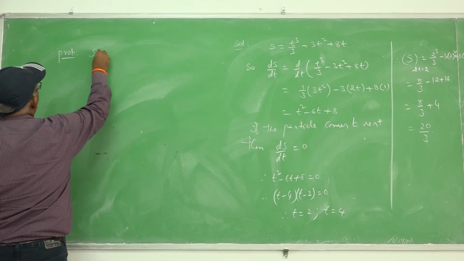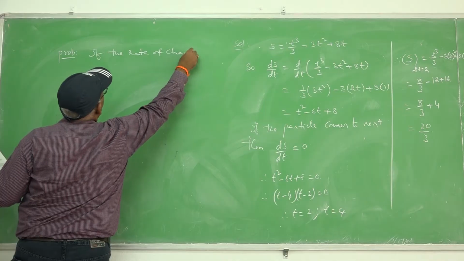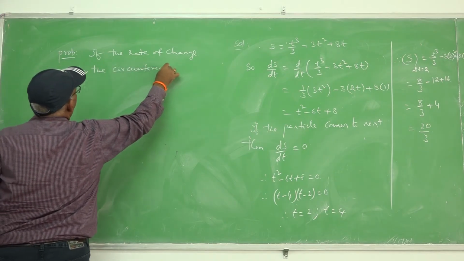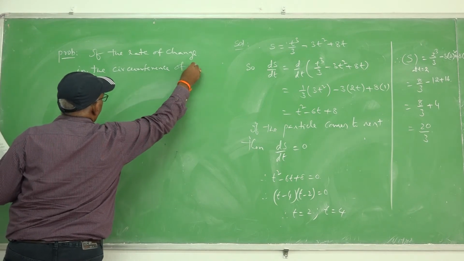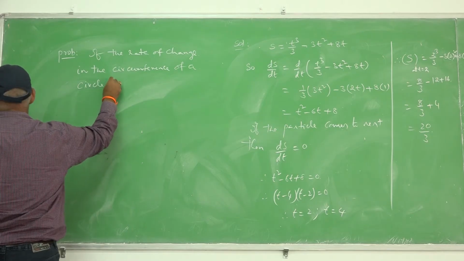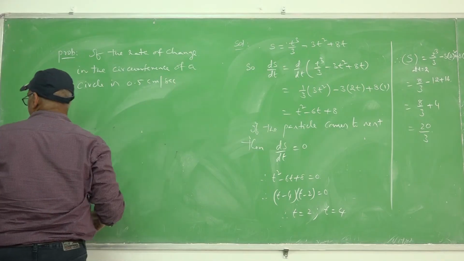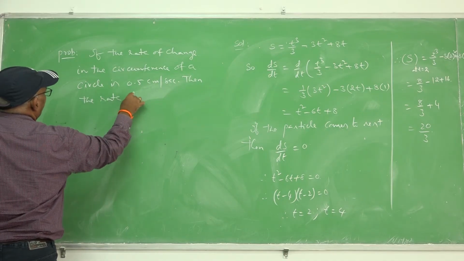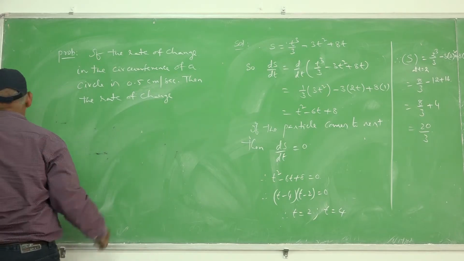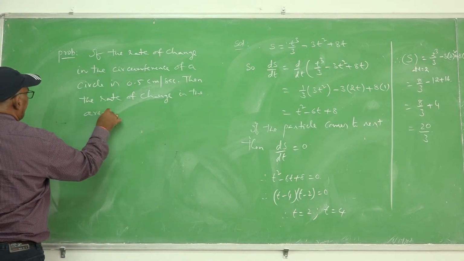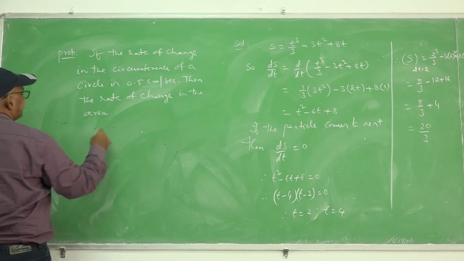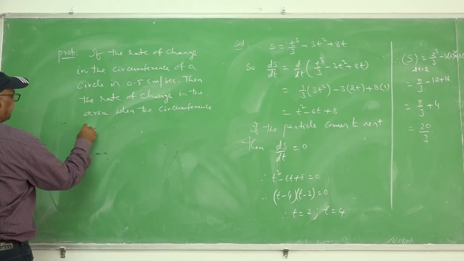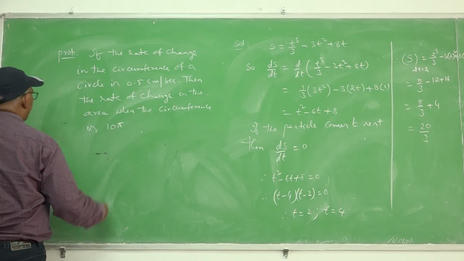If the rate of change in the circumference of a circle is 0.5 centimeter per second, then the rate of change in the area when the circumference is 10 pi centimeters.